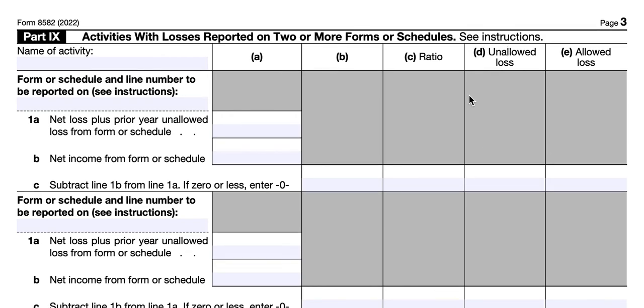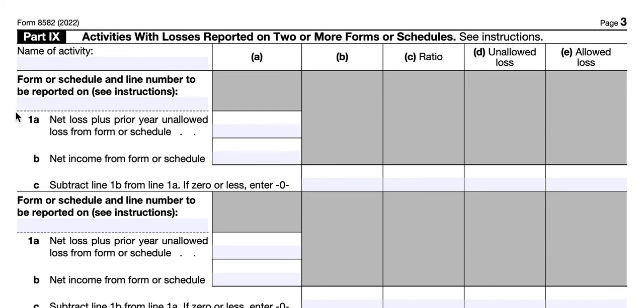In column D, you'll multiply the unallowed loss for this activity found in Part 7, column C, by each ratio in column C of Part 9. In column E, you will subtract the amount in column D from the loss entered on line 1A, column A. This amount is the loss allowed for the tax year under passive loss rules. You will report the amounts in this column on the forms and schedules normally used, subject to further limitations as described in the form instructions.